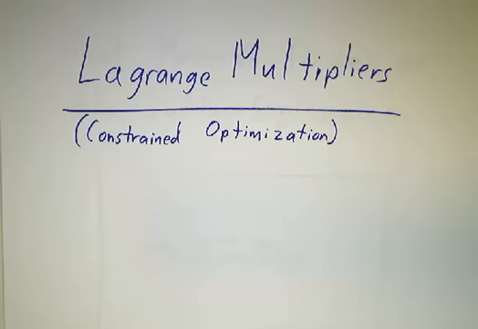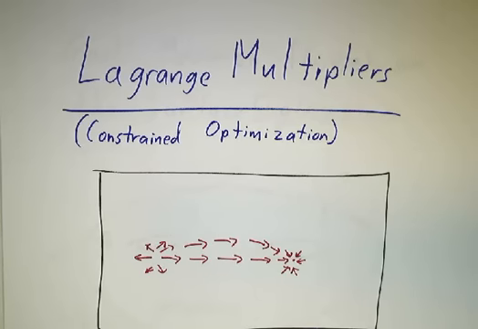Today we're going to talk about Lagrange multipliers, which is a way of solving constrained optimization problems. That is, finding the maximum of a function when you're constrained to sit on a certain curve or a certain surface. But before we do that, let's talk about the unconstrained problem.